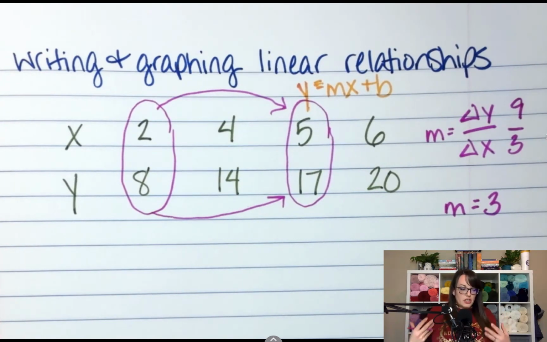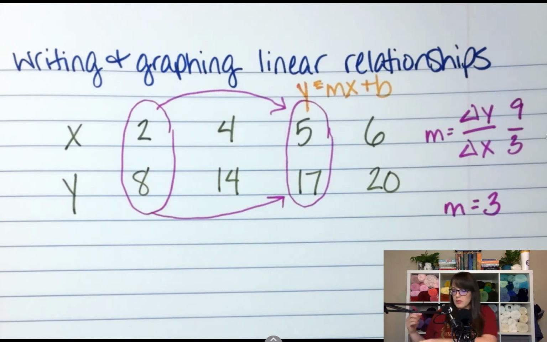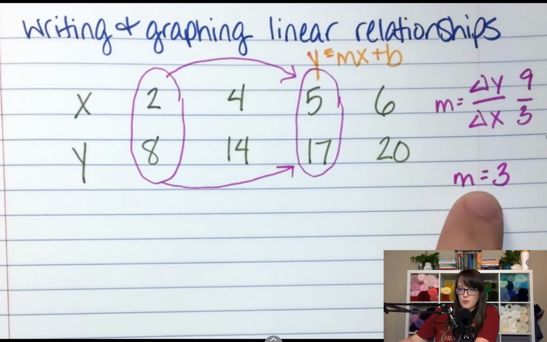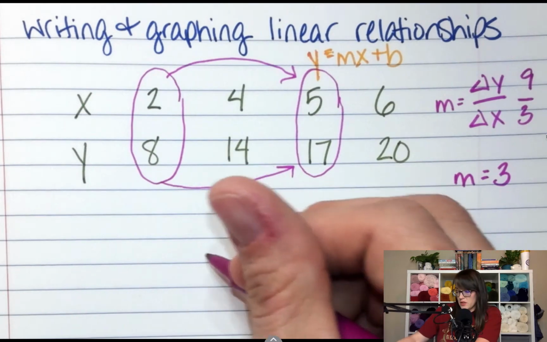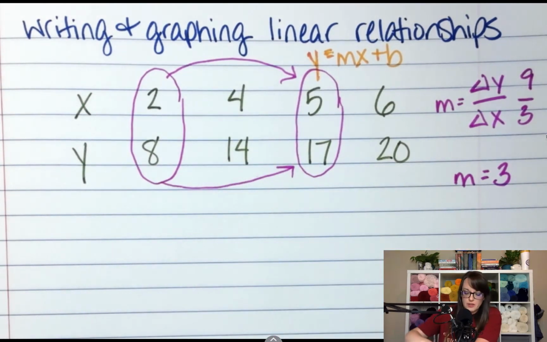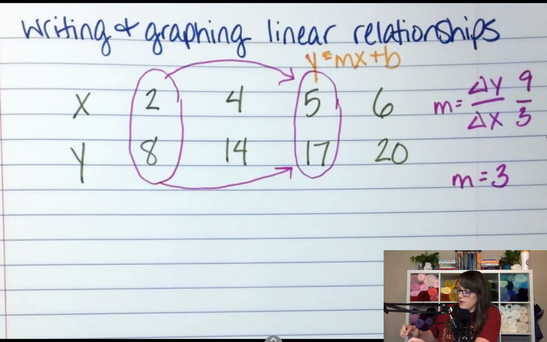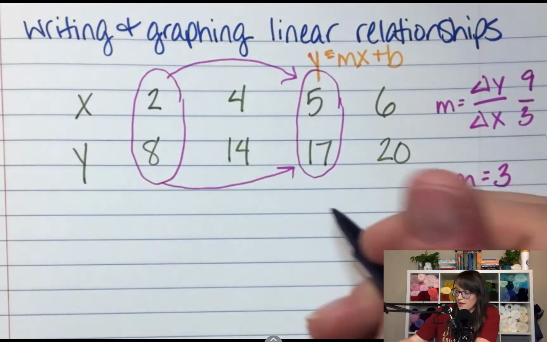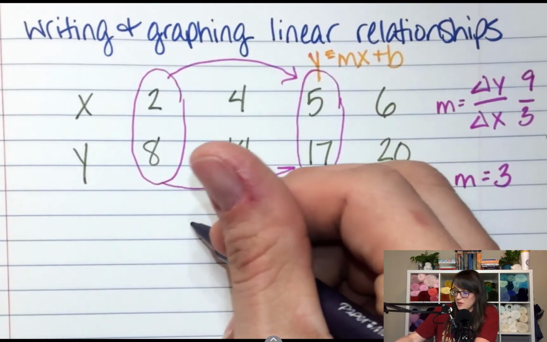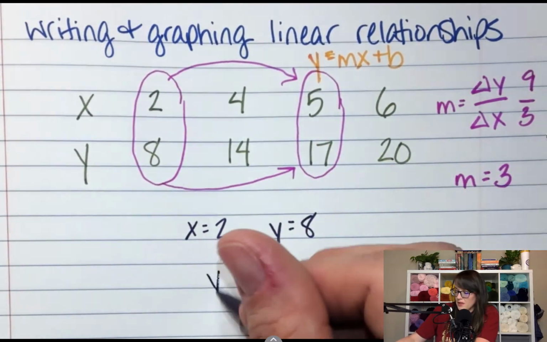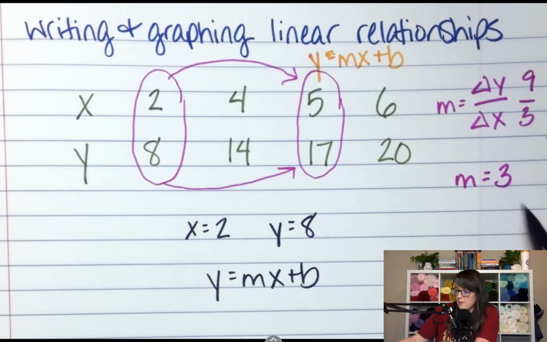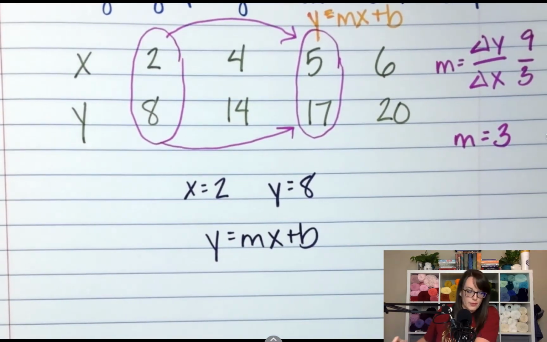It makes it much easier if you know your slope and you know your y-intercept, because then when you're graphing, it's really easy. So let's go ahead and graph it. I know my slope is 3, and my y-intercept is when x is 0. But let's say I don't know my y-intercept. Here's another way I could figure it out. If I pick an x and y pair, so let's do 2 and 8, when x is 2 and y is 8, I plug that into y equals mx plus b, where I know the slope is 3.